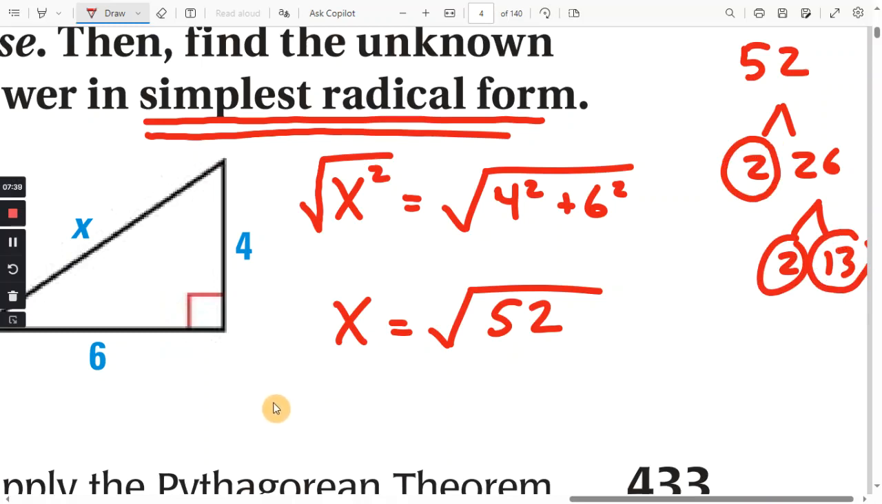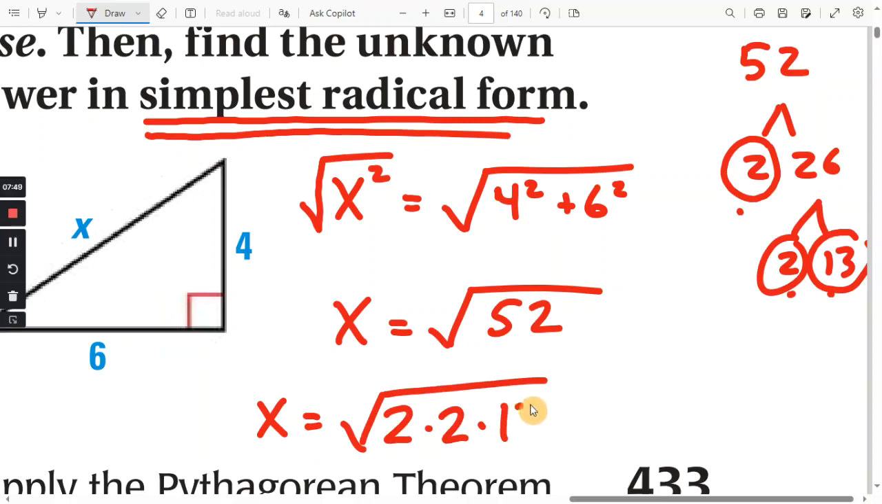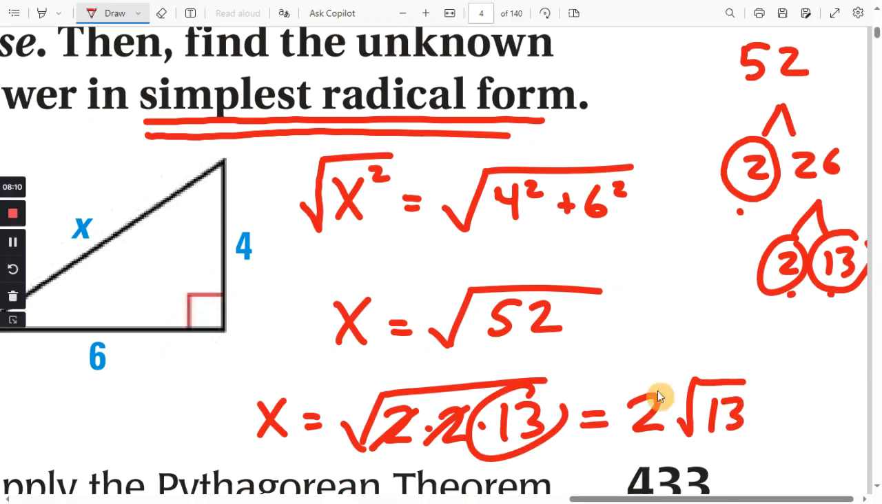So the square root of 52 is the equivalent of the square root of 2 times 2 times 13. And anything multiplied by itself under the square root, you cancel 2 of them, and you bring out 1 of them. So I cancel 2 of the 2's, and then I write 1 2 outside of the square root. And the only thing left over is the square root of 13. So that would be the answer in simplest radical form.